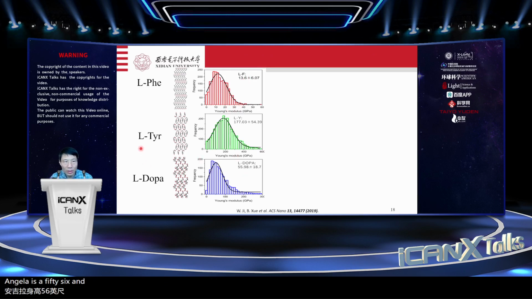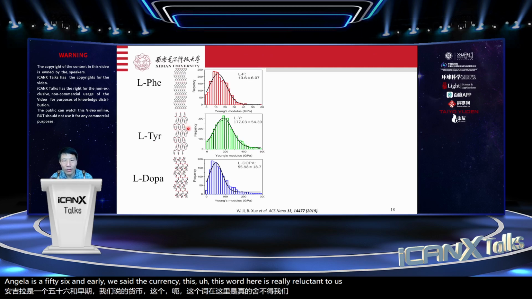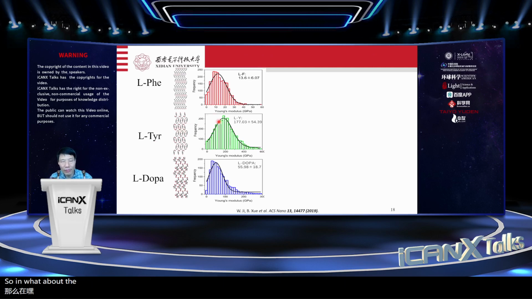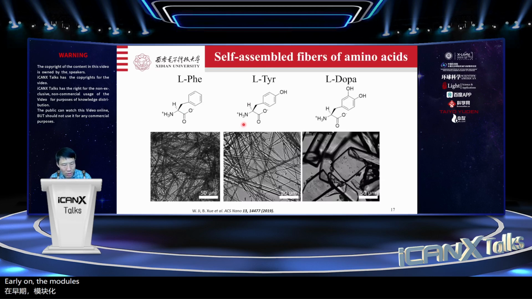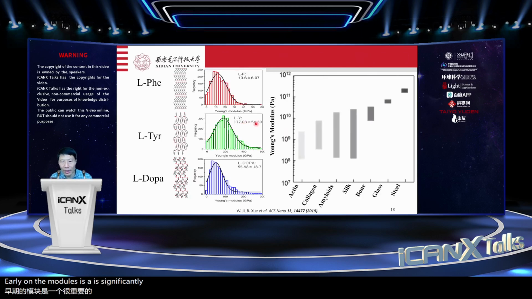And earlier we said that tyrosine is really reluctant to dissolve in water, but after you put in some agent, we can manage to make it more soluble and eventually get some material. Its Young's modulus is significantly higher, over 100. 157 gigapascal.